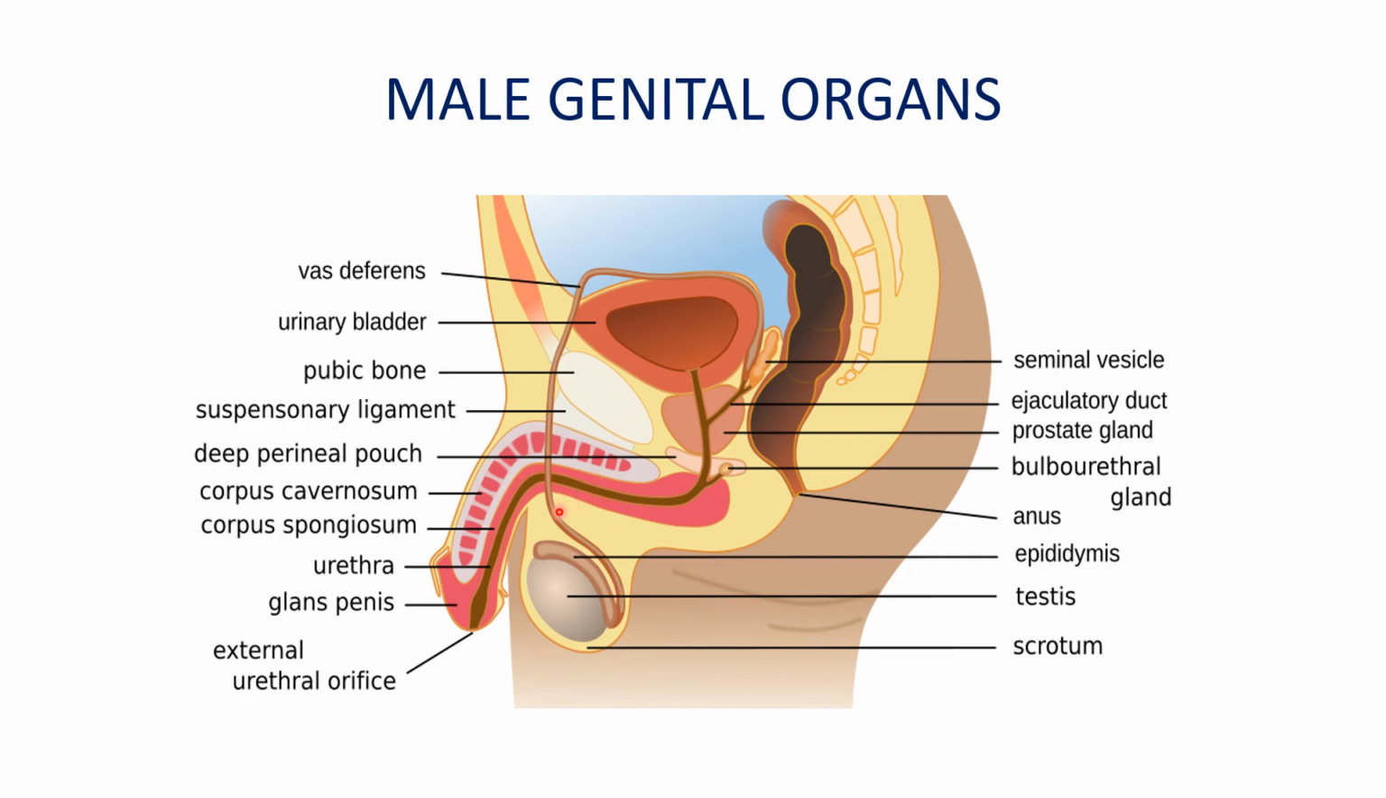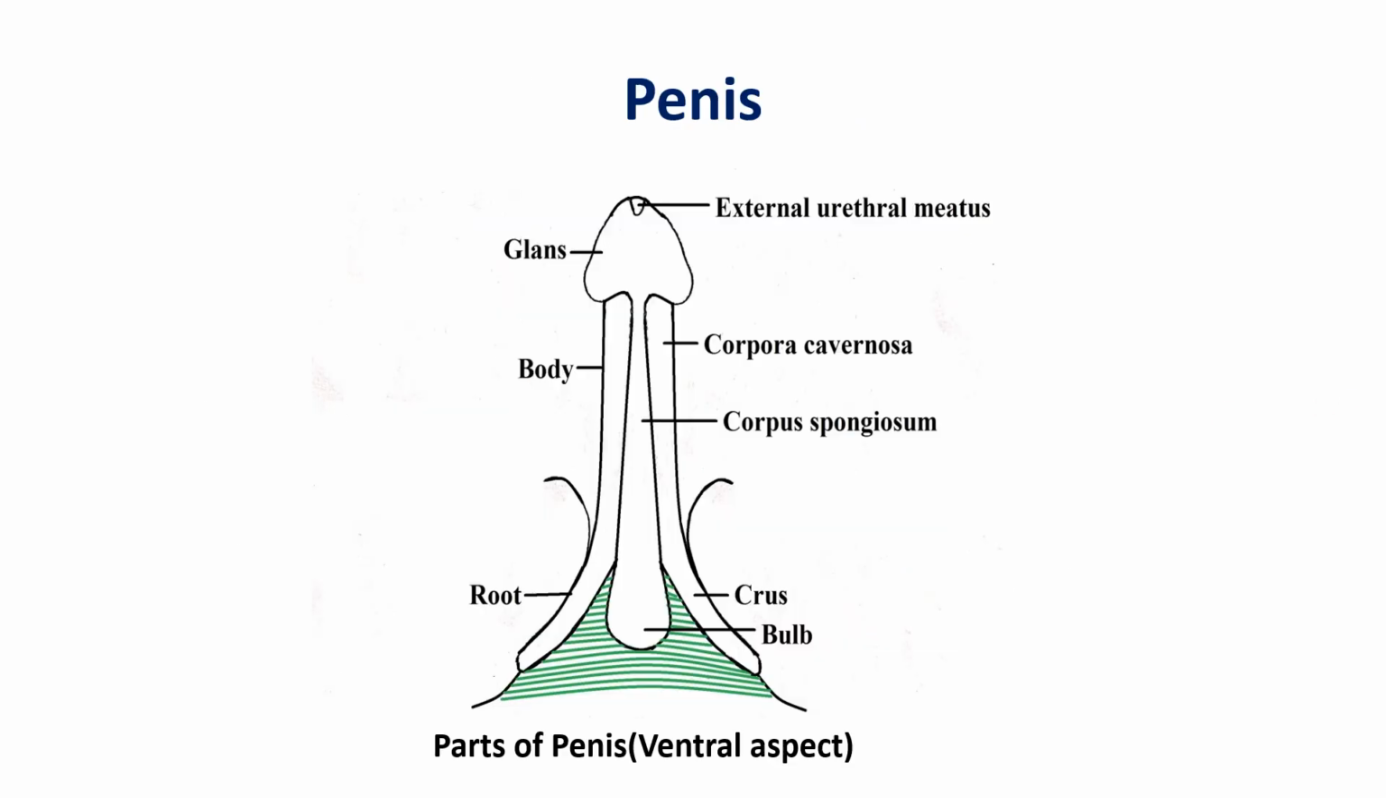while the internal genital organs include the rest of the vas deferens, the seminal vesicle, the ejaculatory duct, the prostate gland and the bulbourethral gland. So students, you must know what are the male external genital organs and what are the male internal genital organs. So today's class focuses on the male external genital organs. So we start with the penis.